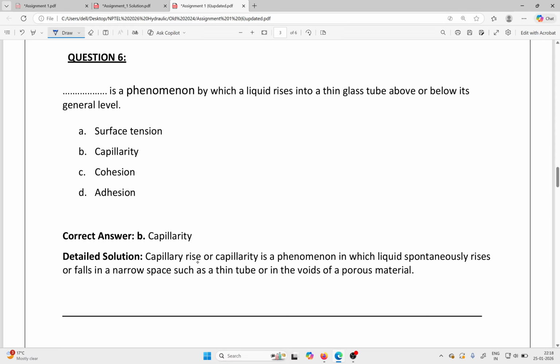Capillarity rise or capillarity is a phenomena in which liquid spontaneously rise or fall in a narrow space, such as thin tube or the void of the porous material. Very important. Next question.